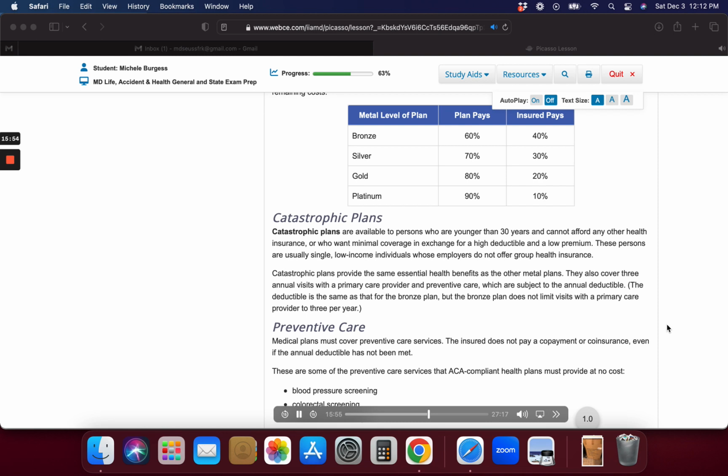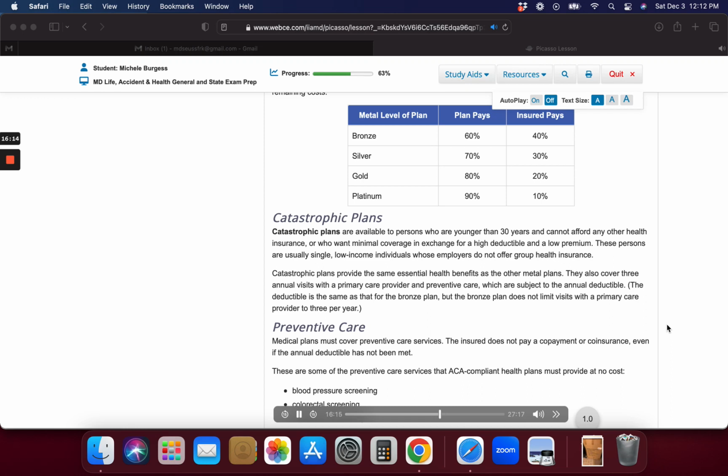Key point: the prohibition on exclusions for pre-existing conditions applies to individual and group medical expense insurance plans. It does not apply to other types of health insurance policies, such as accident or disability income policies, long-term care policies, or standalone dental and vision policies.